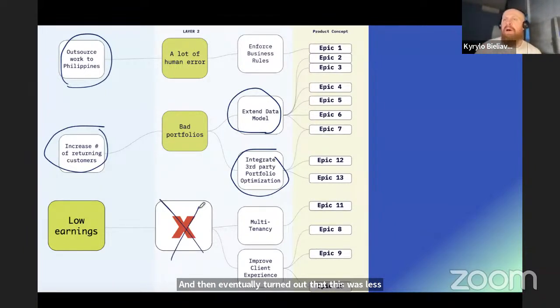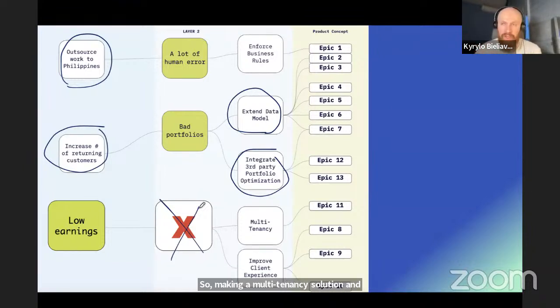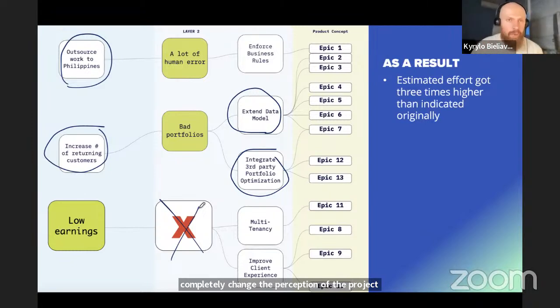So making a multi-tenancy solution and creating the platform that they could then sell and use as a product was out of scope for the first release. As you can see, it completely changed the perception of the project. As a result, we had to re-estimate the efforts, and it got three times higher than indicated originally.